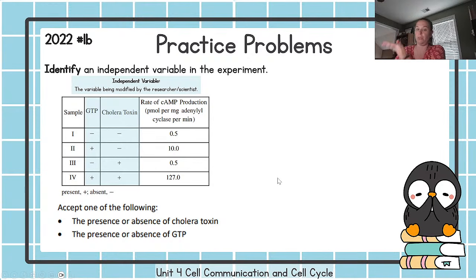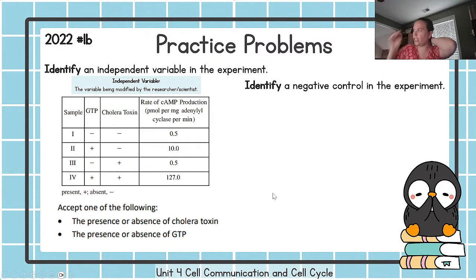Okay, so this was a released question. The exam for 2026 is new. It's a new CED, but I believe this is still applying because this is still within the same ideas. Okay, so our second part of this question says identify the negative control in the experiment.